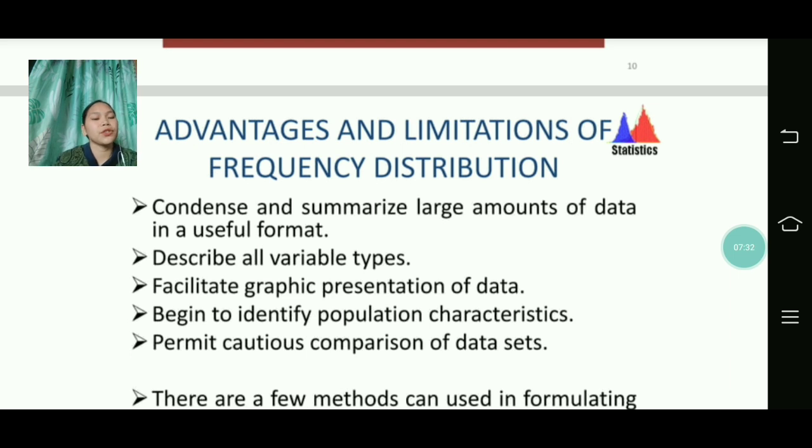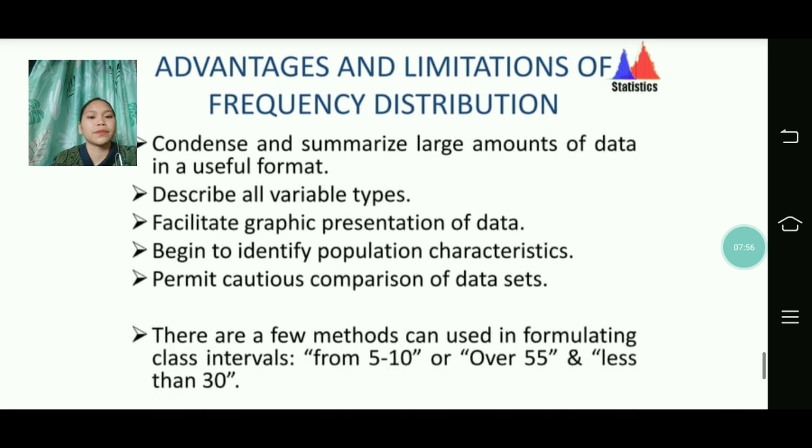Advantages and limitations of frequency distribution. Condense and summarize large amounts of data in a useful format. Describe all variable types. Facilitate graphic presentation of data. Begin to identify population characteristics. Permit cautious comparison of data sets.